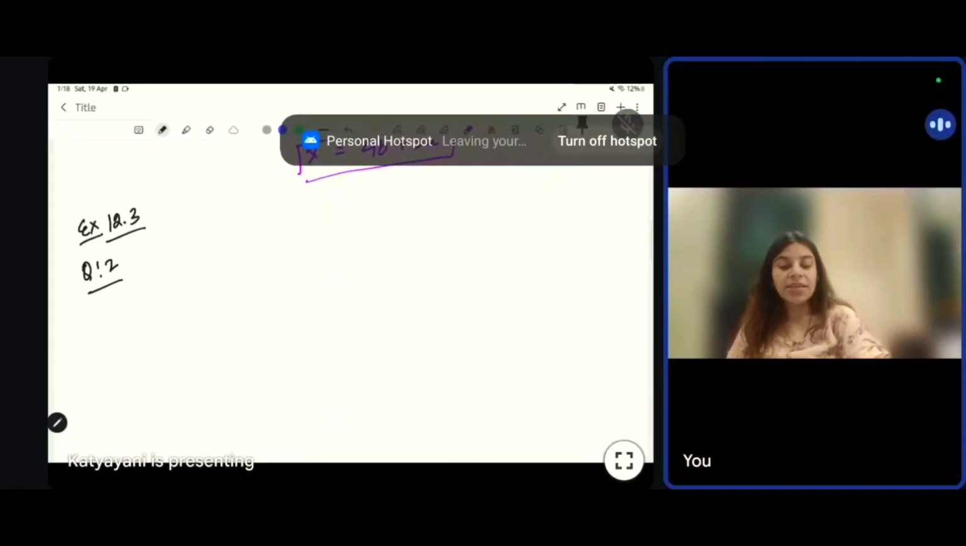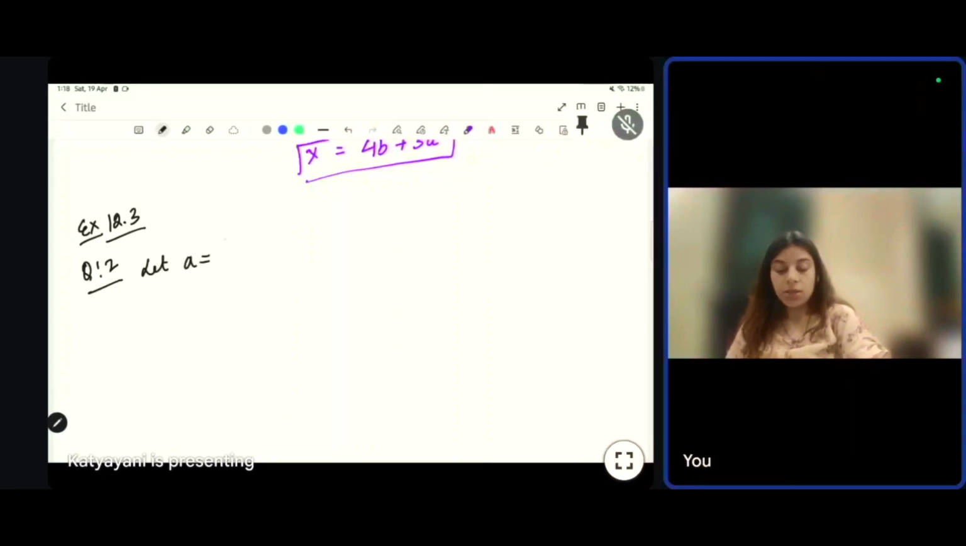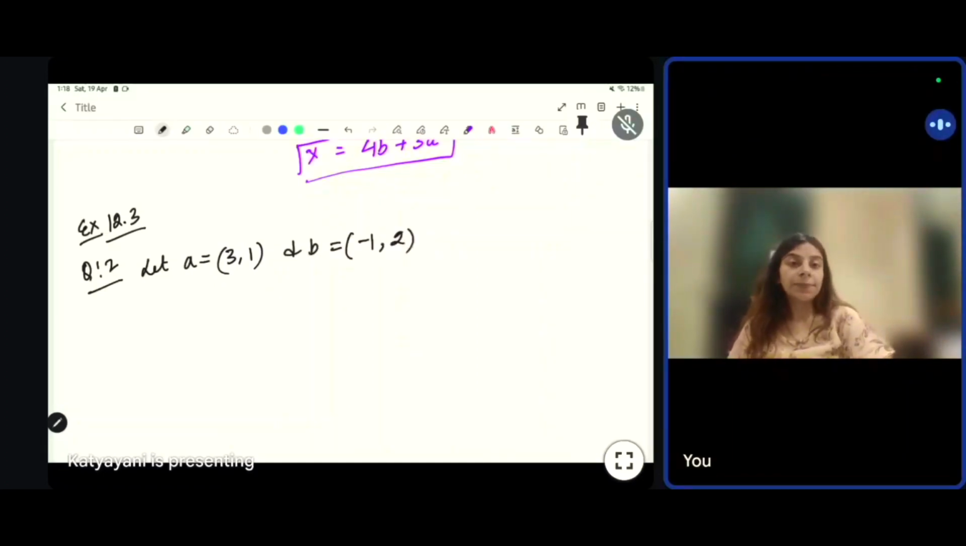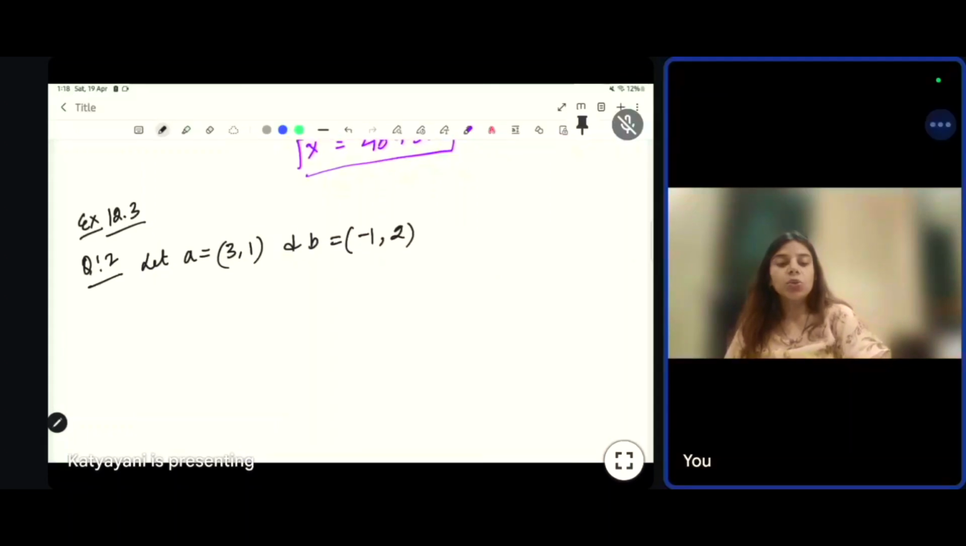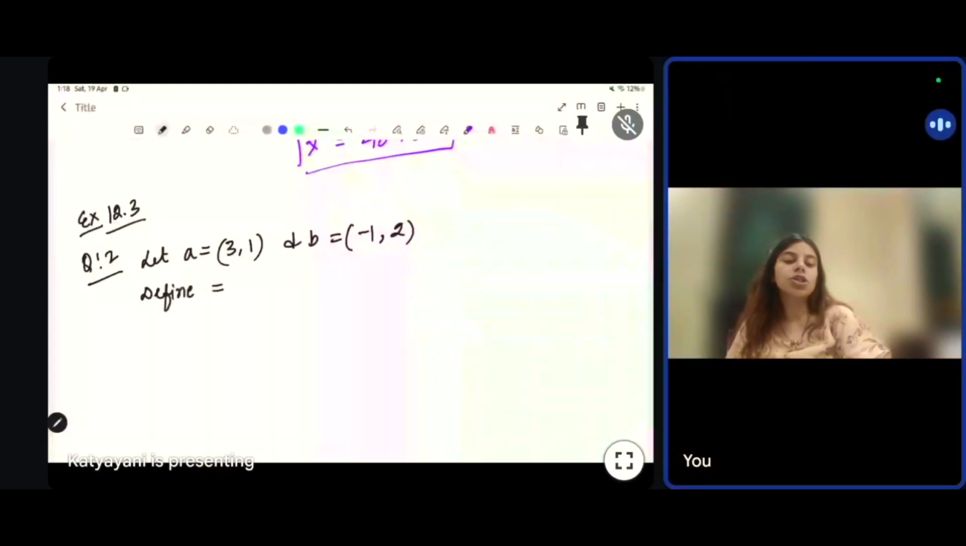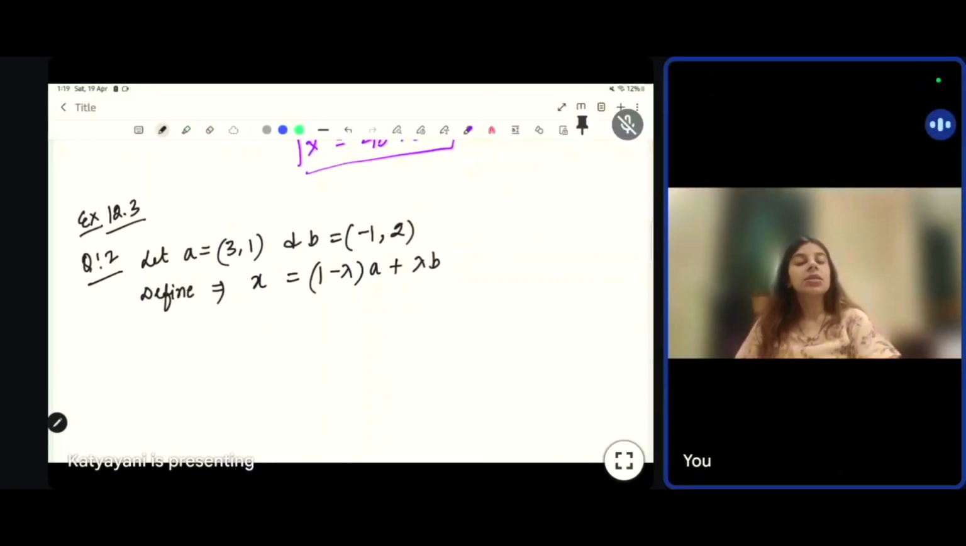The question says that let a is equal to (3, 1) be a vector, and b is equal to (-1, 2), right? We have defined a new vector x as the linear combination of these two vectors. I told you how you get the linear combination: when you multiply each of your vectors with a scalar and then add the two vectors. So suppose I multiply my first vector a by 1 minus lambda, and then add it to lambda times b, right? So x here is a linear combination of vectors a and b.